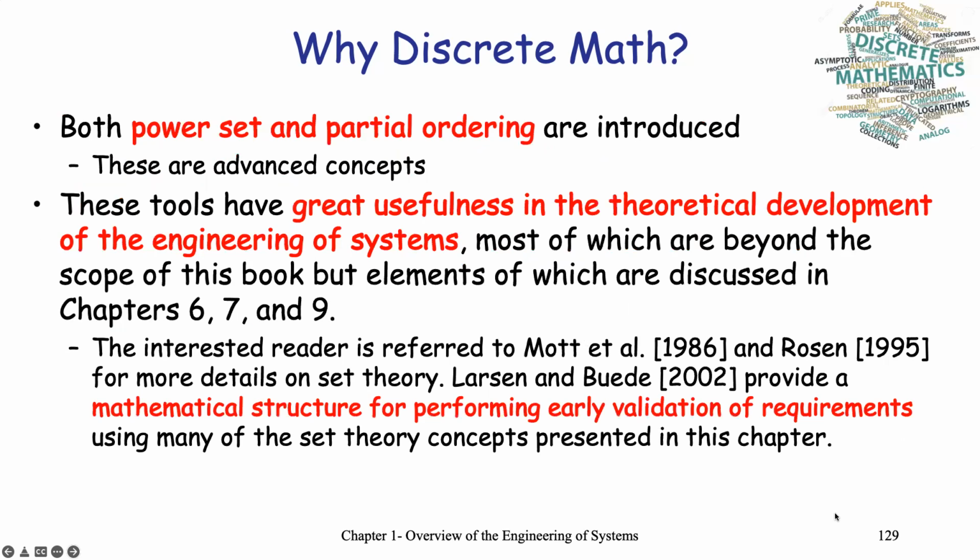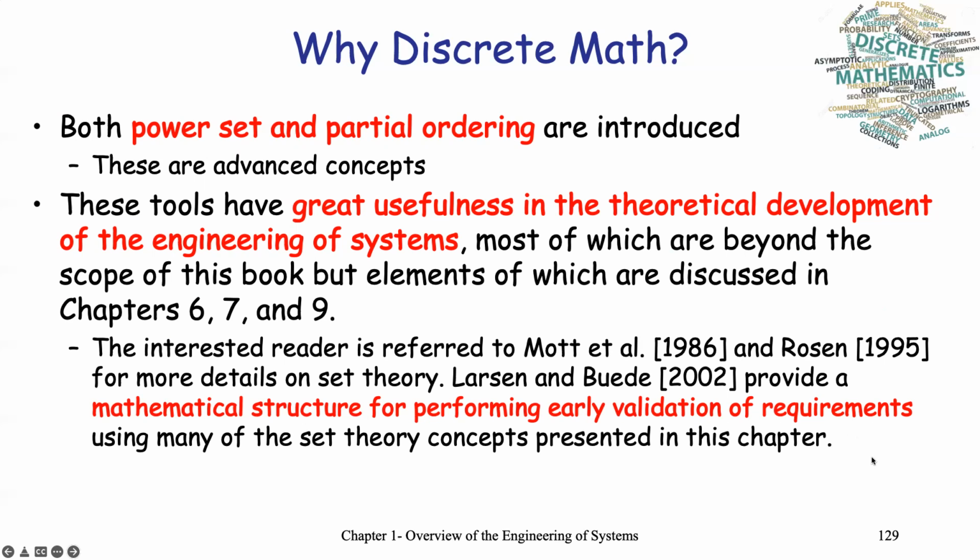So both power set and partial ordering are introduced. And these are advanced concepts, so we won't get into them in detail. They have great usefulness in the theoretical development of the engineering of systems, which is also beyond what we're going to be talking about. But if you're interested, there are a couple of references that Boardman talks about. An example here is that it can provide a mathematical structure for performing early validation of requirements. And that is an important topic.